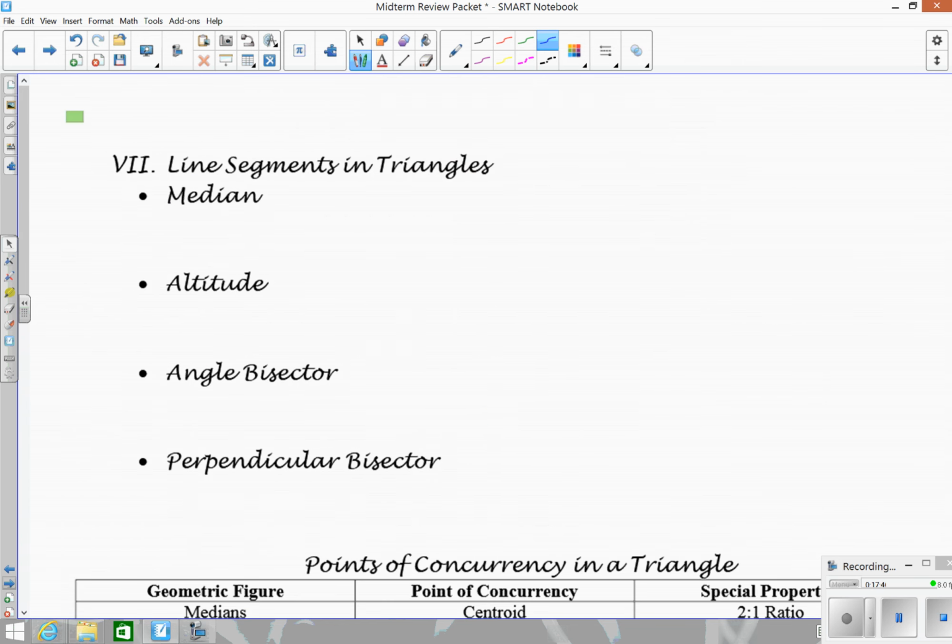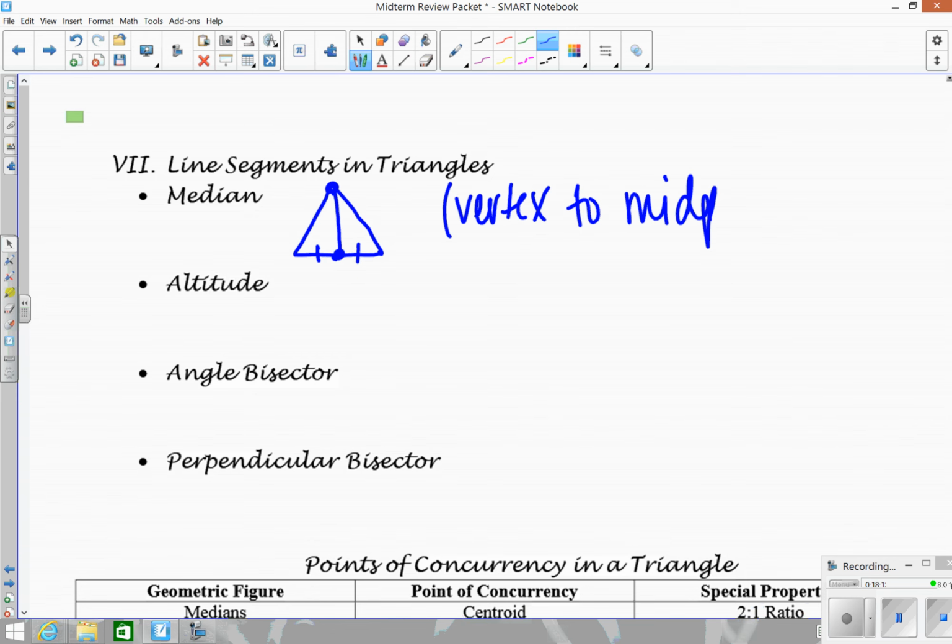And the last page here, we have some more vocab about special line segments and triangles. I'm just going to go through and draw a picture for each of these. So first one here, we have a median. When we're talking about the median of a triangle, it connects from the vertex to the midpoint of the opposite side. So vertex to midpoint. That's the key thing here.